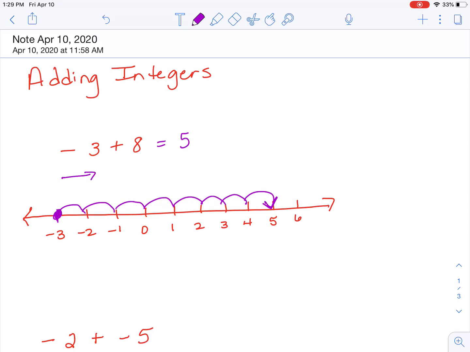Now, I'm also going to relate this to money, because we always understand things when we can relate it to money. So the negative 3 is like you are broke and you owe me $3. So you get your weekly $8 allowance. So you pay me the $3 you owe me. You still have $5 left. So negative 3, owe $3. You get $8. After you pay what you owe, you still have $5, which is a positive. And again, you can see it with the number line as well.